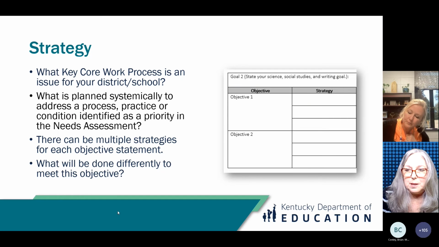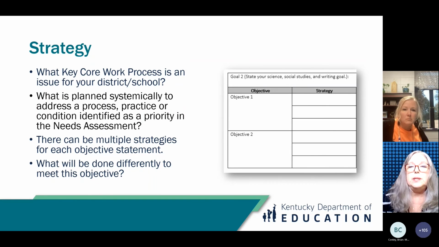So again, tying back to Jackie walked us through that, what key core work process is an issue for your district or your school? What have you planned systemically? Think again, do we need to adopt? Do we need to adapt? Do we need to abandon something? What is it that we need to put in place, a process or practice to help us?